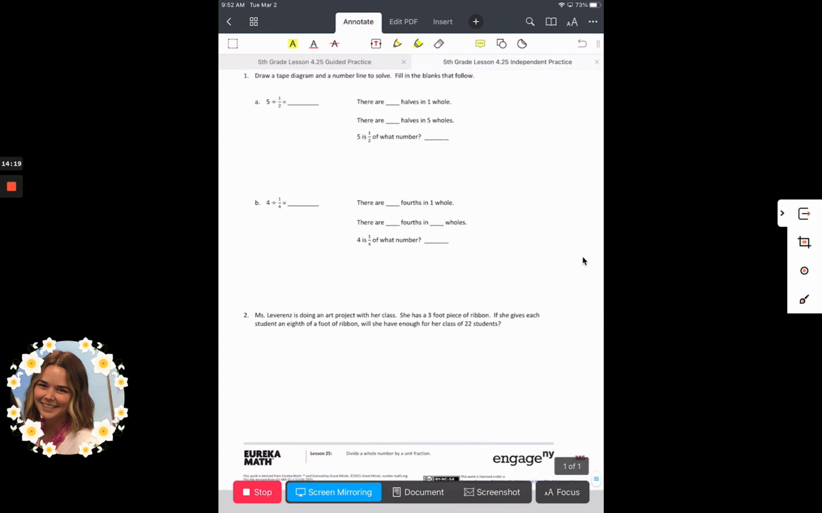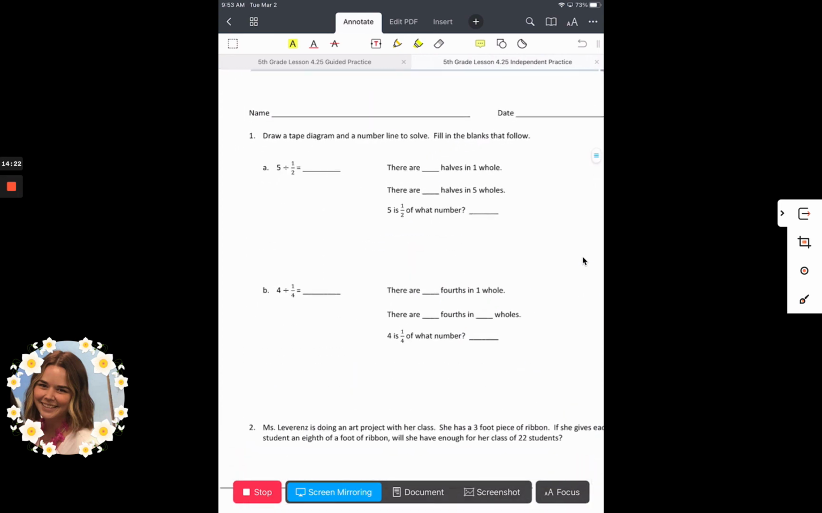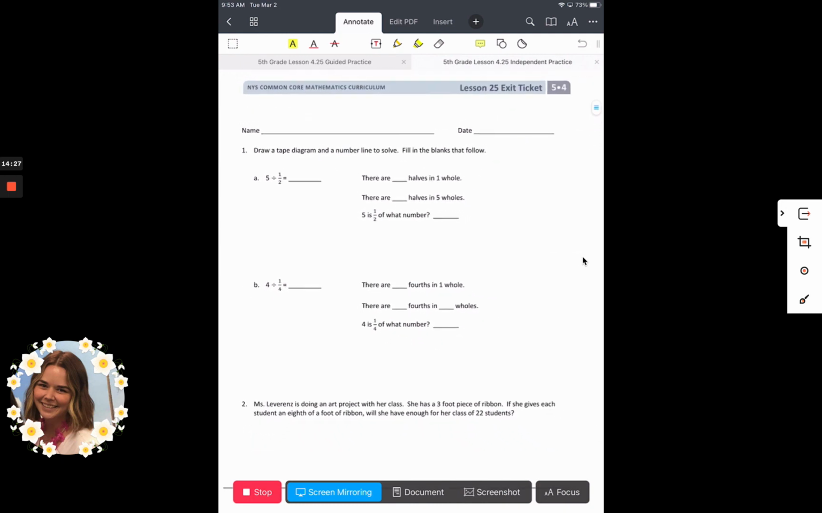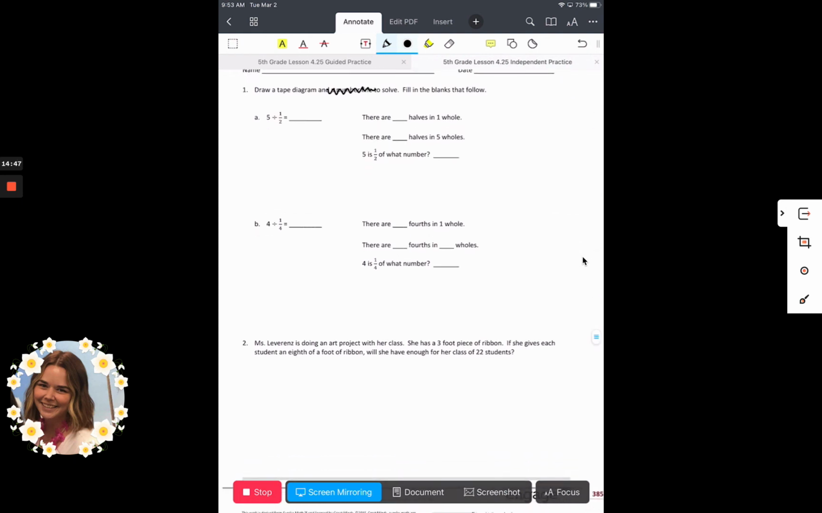Let's take a look real quick at your independent practice. You have 2 questions, well, technically 3. First one, you're going to draw a tape diagram. It says to use a number line, but you don't need to draw out that number line. So this is just like that first part of our guided practice, so you're going to show it both ways. So 5 divided by 1/2, and then 5 is 1/2 of what number? And 4 divided by 1/4, and 4 is 1/4 of what number? Make sure that you draw those tape diagrams.